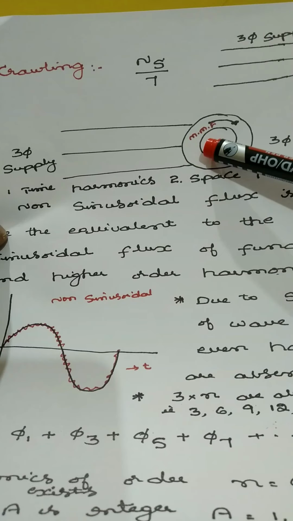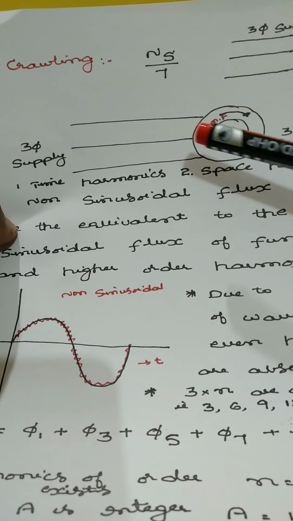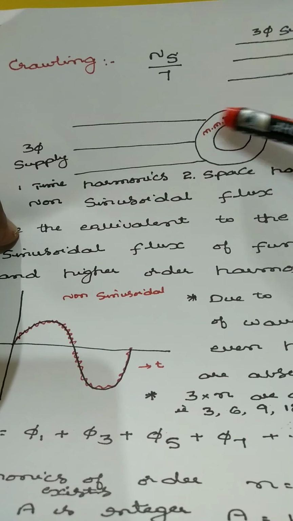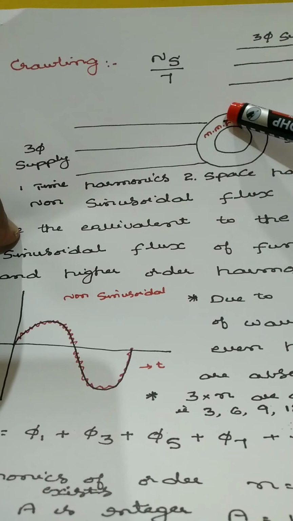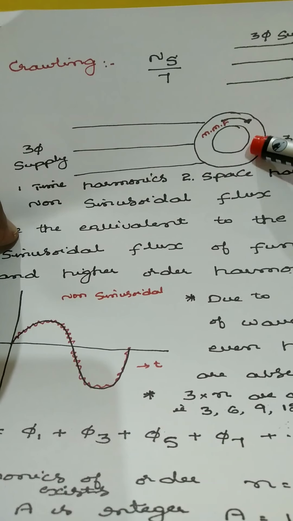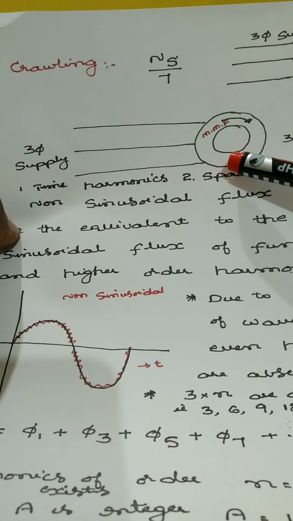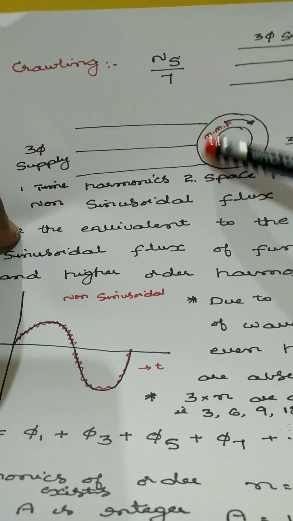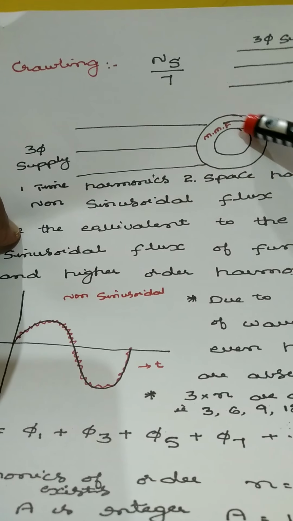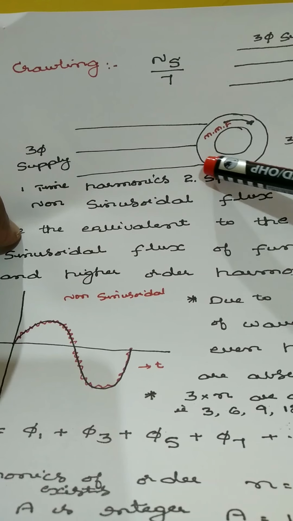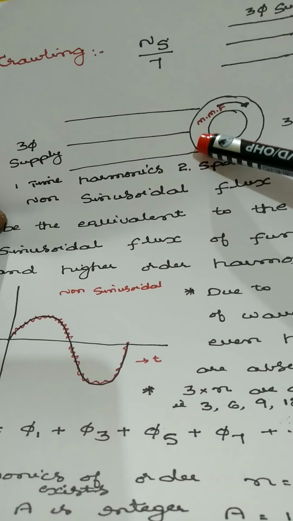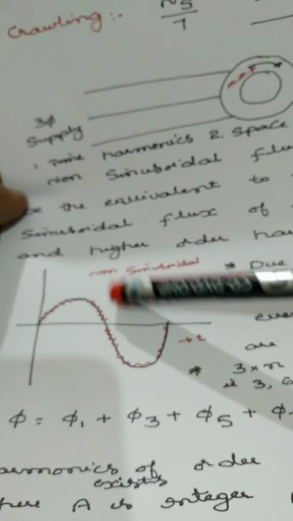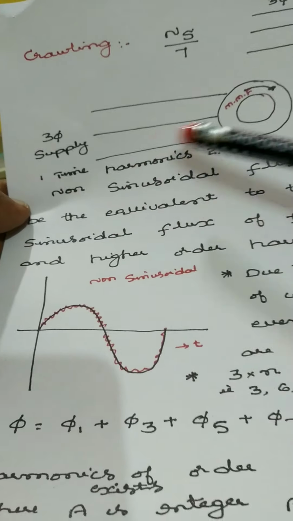Because of harmonics. Because we are giving a three-phase supply, a rotating magnetic field is created. This is the rotor and this is the stator, separated by an air gap. The rotating magnetic field, due to the non-linear magnetization characteristics of the induction motor, will have a non-sinusoidal waveform, and due to that non-sinusoidal waveform it will contain harmonics.